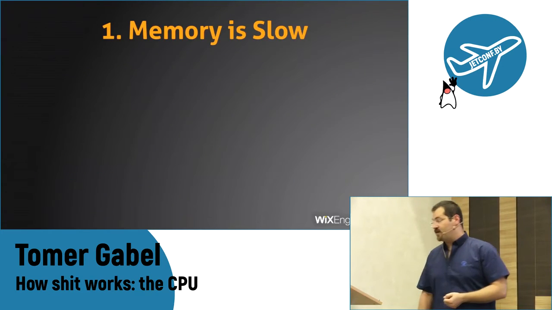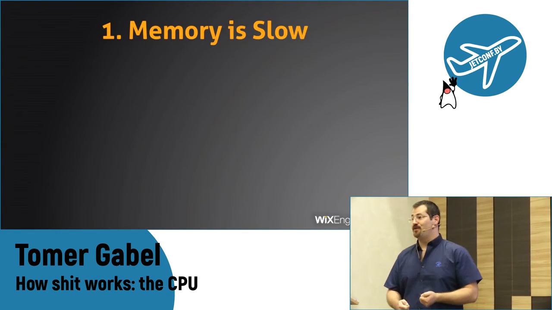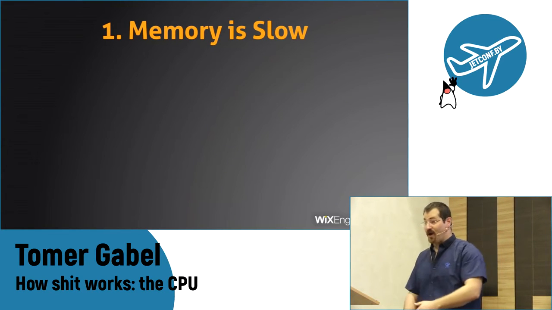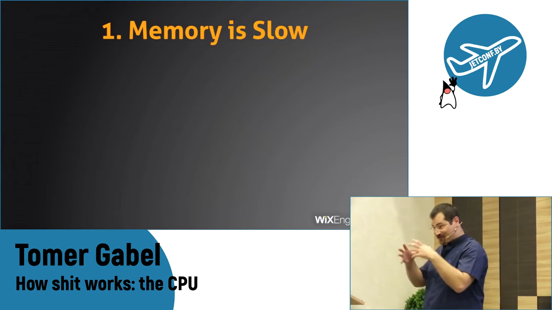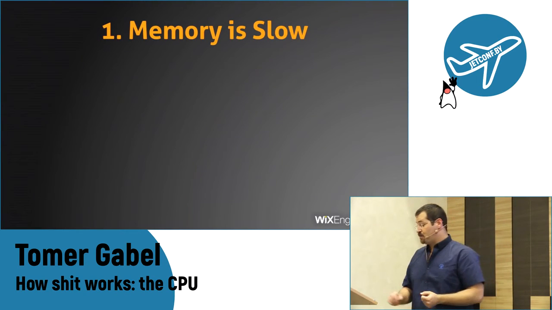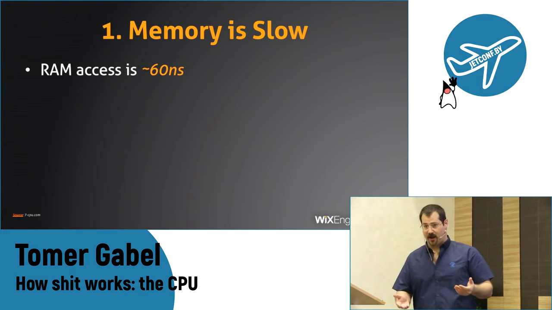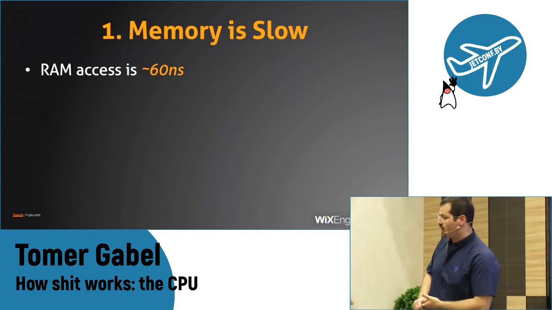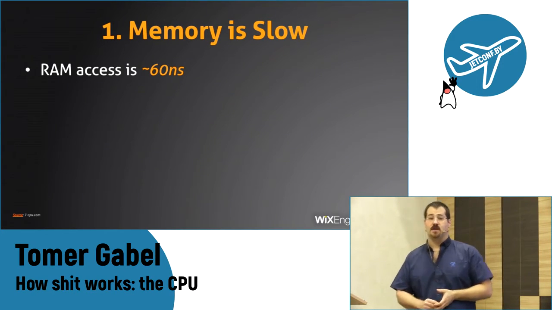And the fact of the matter is that despite what you've been told, memory is very, very slow compared to your CPU. And by memory, I don't mean tape drives and I don't mean hard drives. No, I mean actual double data rate sticks of RAM that you have inside your servers. It's actually very, very slow. So for a very modern system, by which I mean Skylake CPUs, very modern Xeons or Core i7s, RAM access is in the vicinity of 60 nanoseconds.